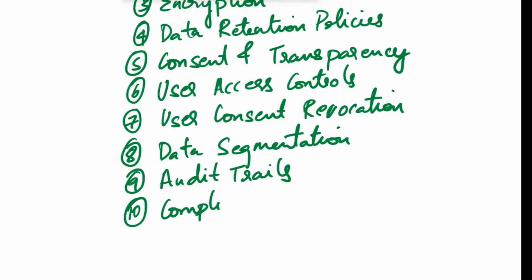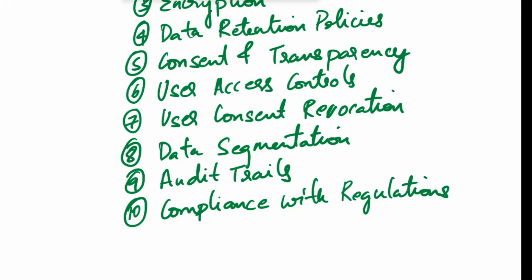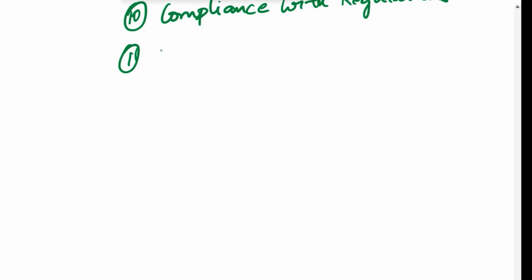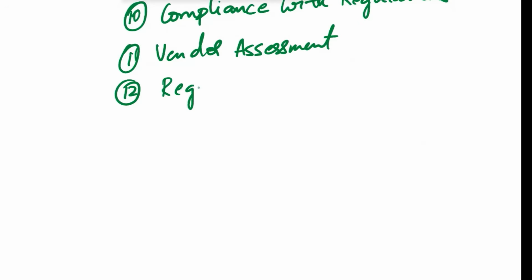Another one is compliance with regulations. Familiarize yourself with relevant data protection regulations such as GDPR, CCPA, HIPAA, and ensure your EDR practices align with their requirements. Some regulations have specific provisions for security technologies like EDR. Another one is vendor assessment. If you are using a third party EDR vendor, assess their data handling practices, ensure they comply with privacy regulations, and follow secure data handling procedures. Next one is regular monitoring and auditing.